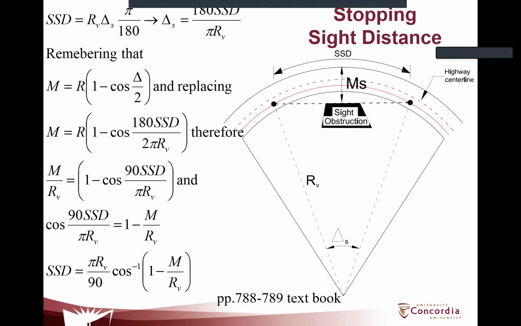but you need to know how to use it. That stopping sight distance is based on the radius of curvature, but the radius is going to the location of the driver itself. Then you have the value of M, which is the offset, and you apply that trigonometric operation to obtain the stopping sight distance.